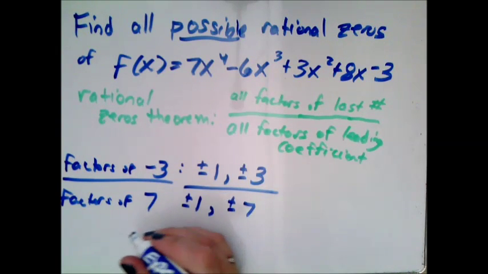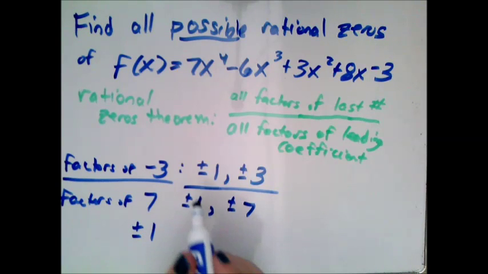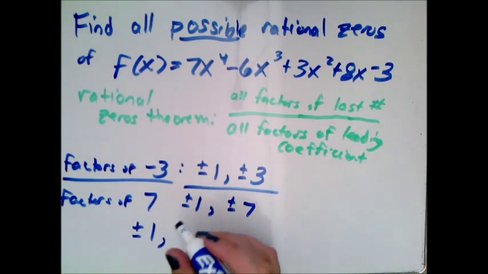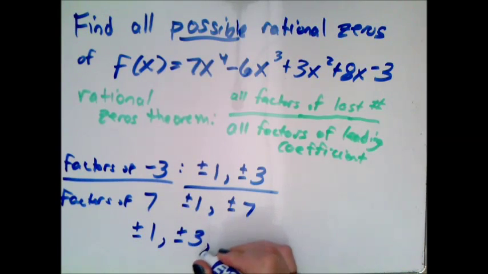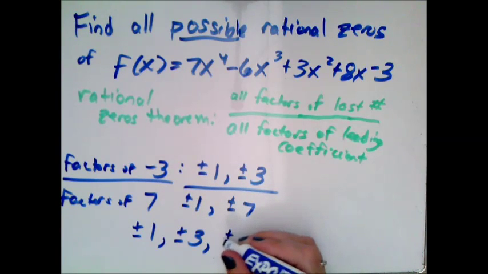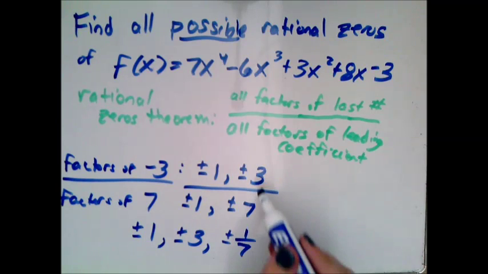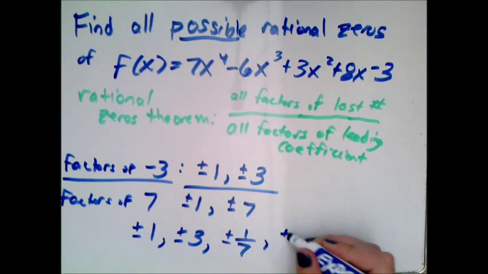over 1. Notice it'll always be a positive or a negative choice, because positive 1 divided by positive 1 would be positive 1. We could do 1 plus 1 minus, 1 minus 1 plus. Either way, you end up with both these choices. So we could do 1 over 1. We could do 3 over 1. Then we could do 1 over 7. And we could do 3 over 7.